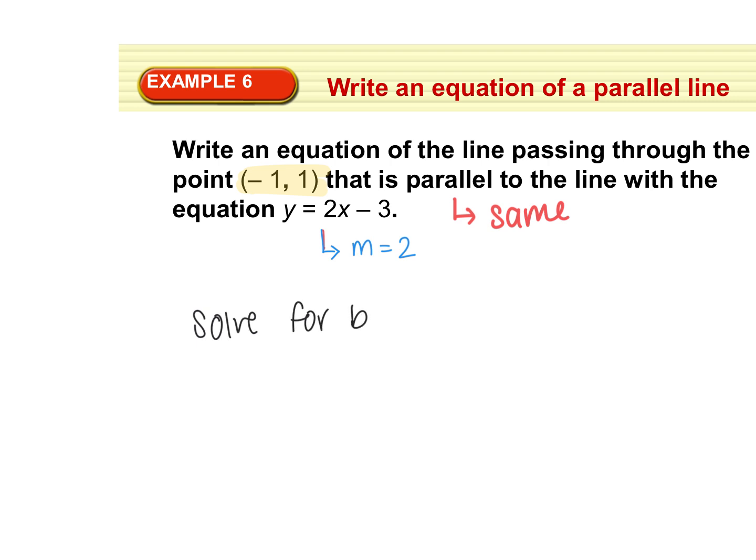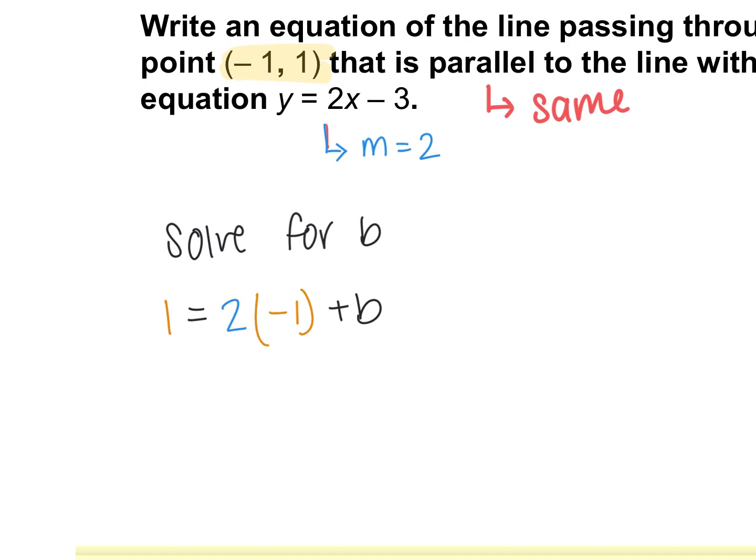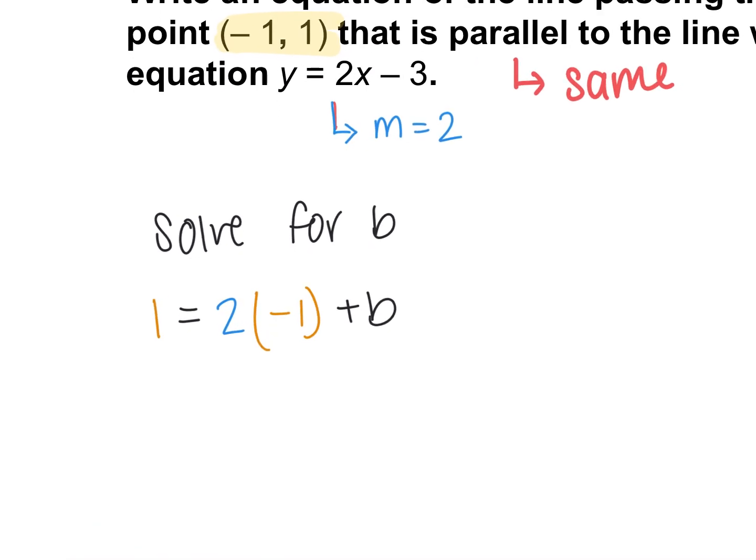for b. How am I doing that? Like I said, I'm going to take what was given. My y is 1 equals taking that new slope times your x, which is -1, plus b, and I'm solving for b. So solving it, what's 2 minus 1? 1. 2 times -1. Negative 2. -2 plus b, and if I'm adding 2 to both sides, what's 1 plus 2? Good, so b equals 3.